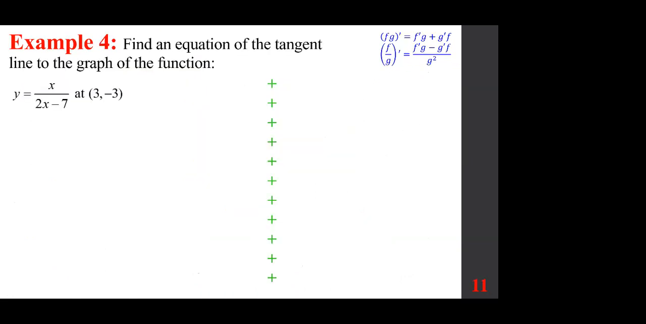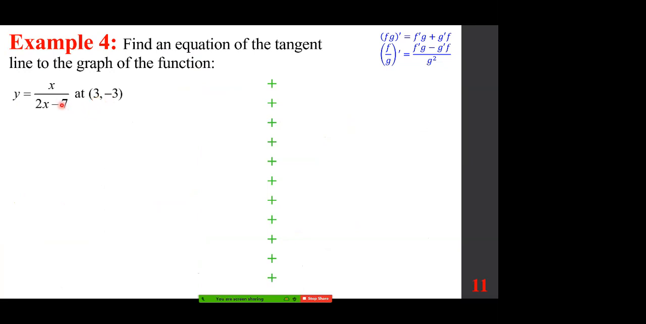We want to find the equation of a tangent line. We need to use the quotient rule. First and foremost, we need to find the derivative, and then we plug in number 3 to find the slope. Remember, in order to find the equation of a tangent line, you need a pair, it's given, and the slope.